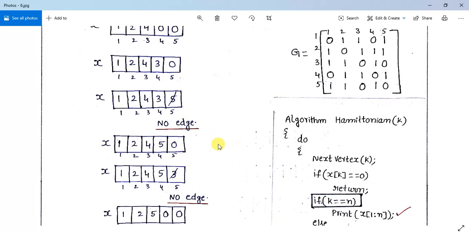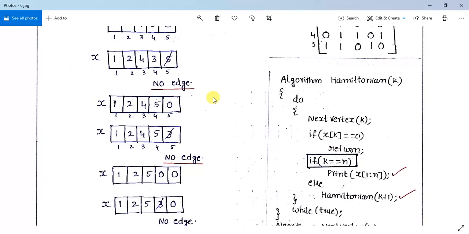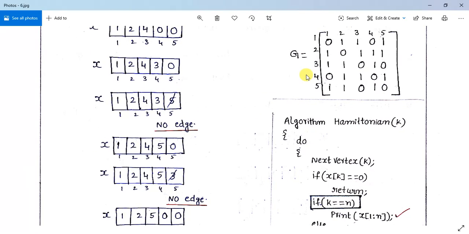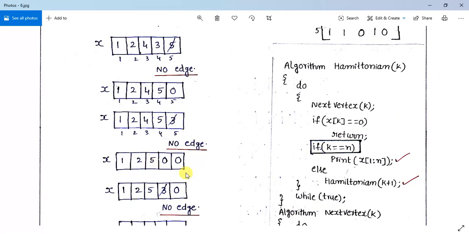So here we have already considered so many possibilities. 3 is already considered and we have formed a cycle. So what is another value possible? 5. 1 2 3 4 5. Let us consider 5. Is there any edge from 2 to 5? Yes, present, so that's why I put here 5.